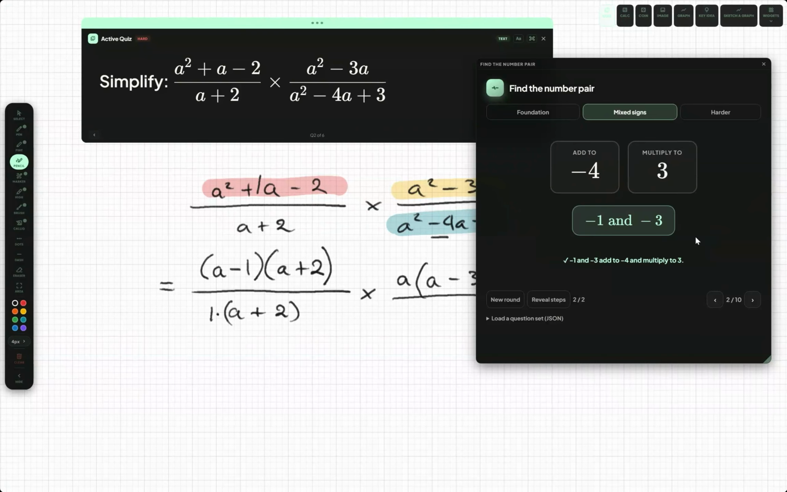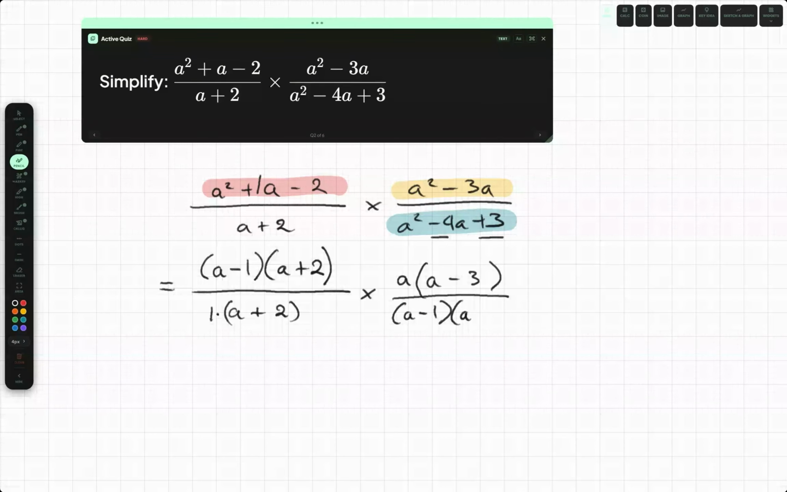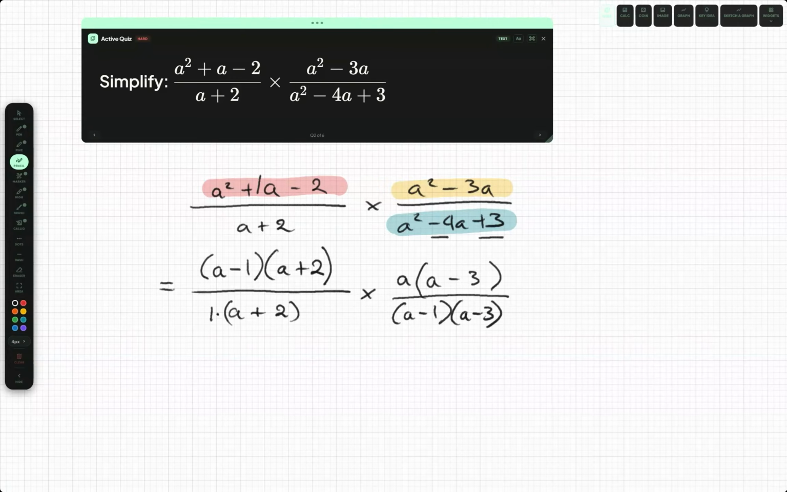So we end up with our 2 factors here, and that's going to be -1 and -3. And we can rewrite this as a minus 1 times a minus 3. And if you multiply this out, you would still get this value here. Right? That's why we can do this.